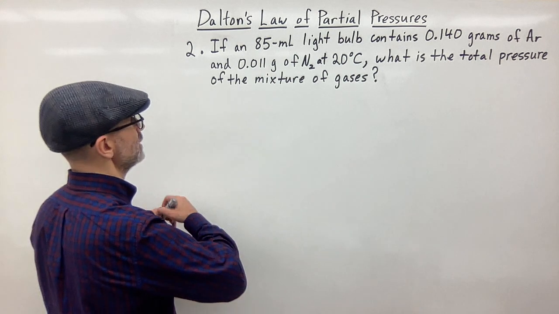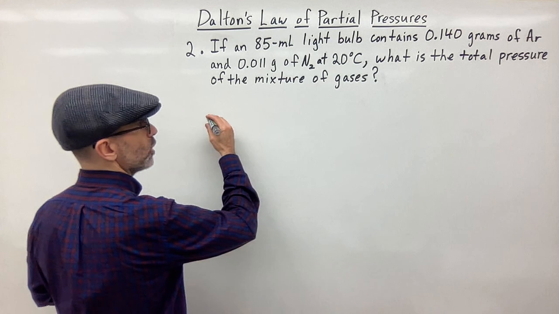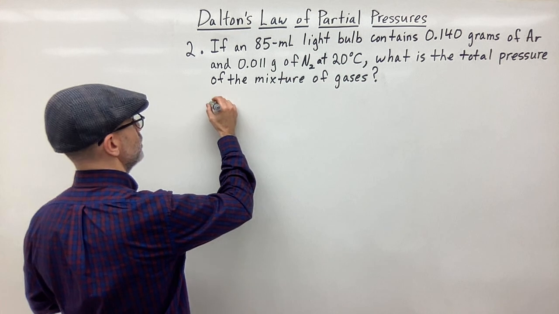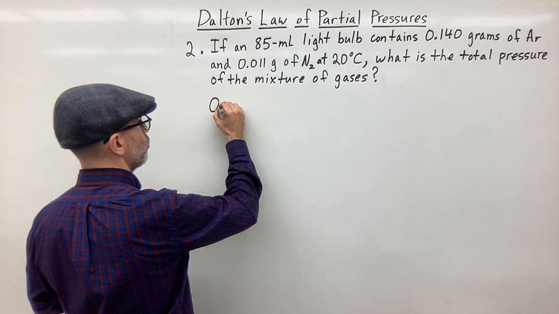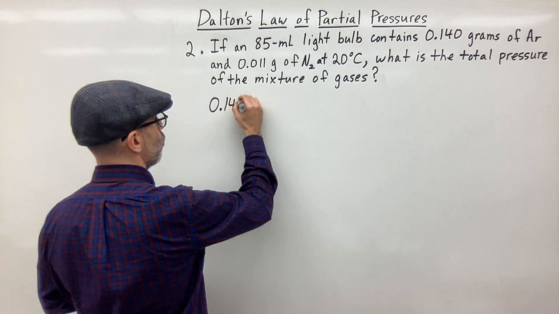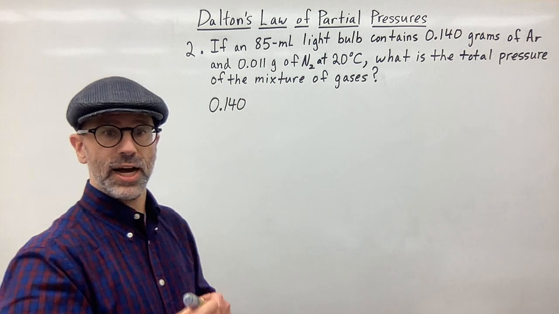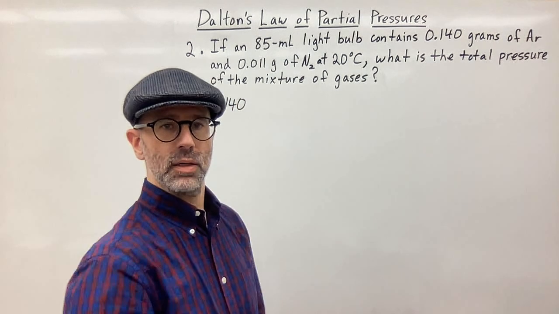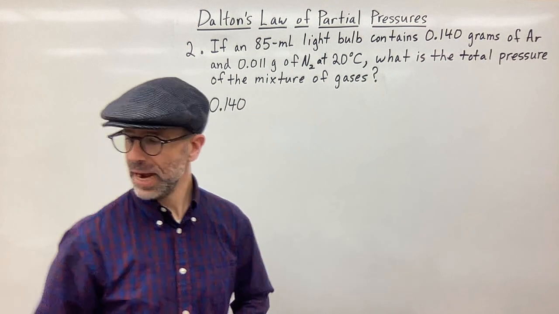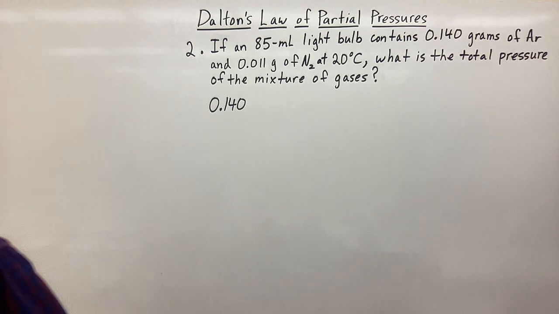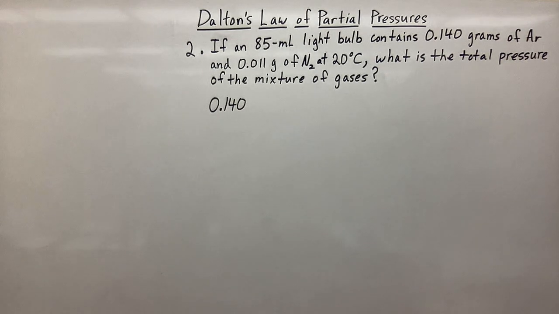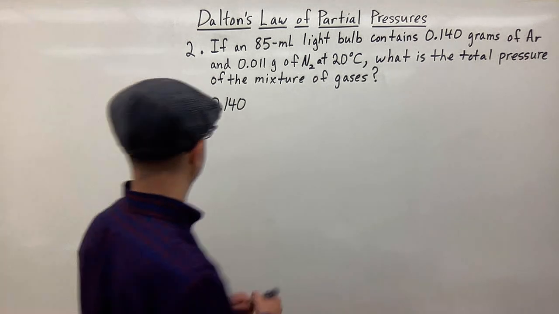So we're going to take the 0.140 grams of argon. And we're going to need the molar mass of nitrogen. So if we look that up really quick. So argon, argon. Did I say nitrogen? I meant argon. Argon is 39.95.